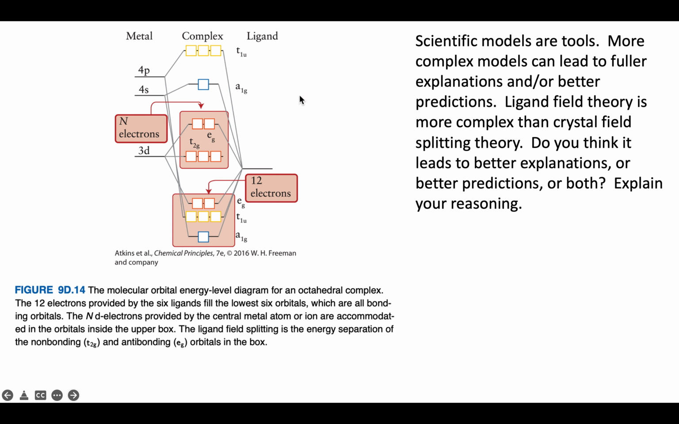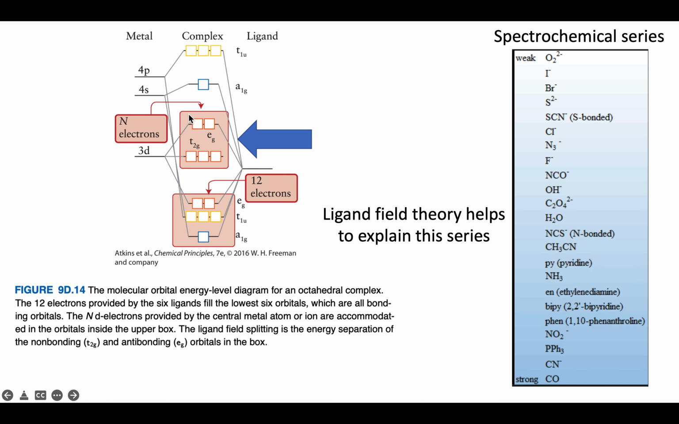This is looking at the same kind of description, but now using ligand field theory. I see a lot of similarities in this region right here. Whether I look at an octahedral complex using crystal field theory or ligand field theory, I still have the same t2g and eg energy levels. What's being added when I go to ligand field theory is that it allows me to explain the placement of a given ligand on my spectrochemical series. That's the main achievement, the main thing that it gives me.